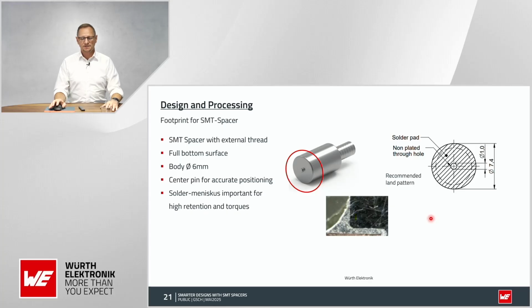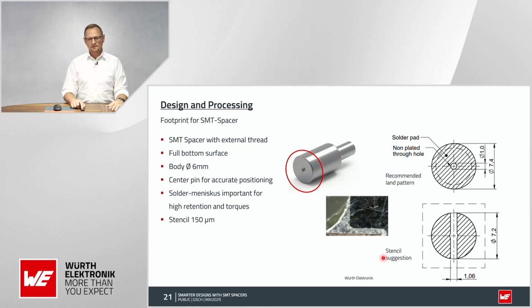So I mentioned already that the solder meniscus is so important for high retention and torques. This all around on a 360 degree, a full meniscus, this will guarantee that we gain really high retention. Stencil size is given with 150 microns, and here we have the stencil suggestion. And of course, you optionally get those components also without a center pin.